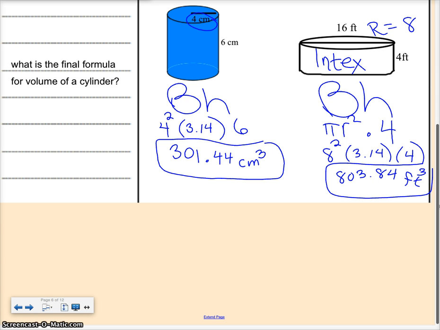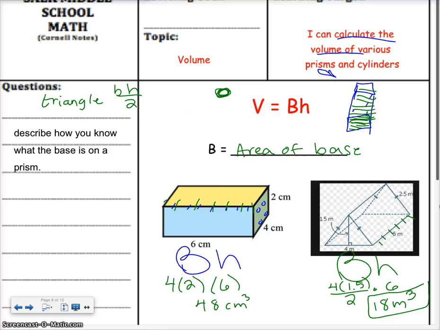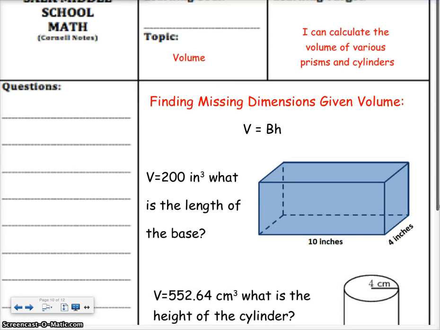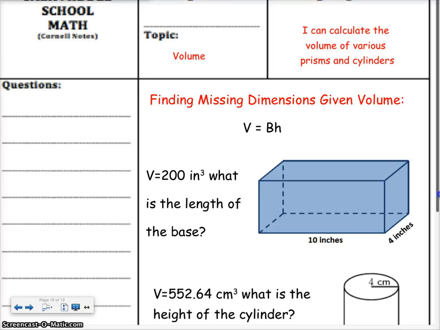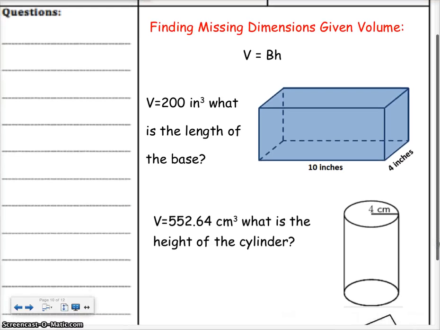Okay, one more thing I want to do today, and that's working backwards. So turn to your working backwards side. There we go. We're kind of all over the place with this pattern. So we can work backwards. Now that we know the formula for the volume of prisms and cylinders, we can work backwards if we're given the volume.